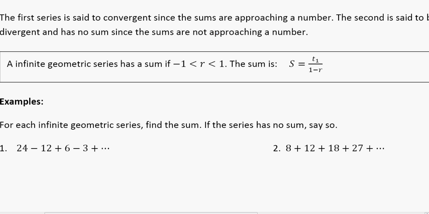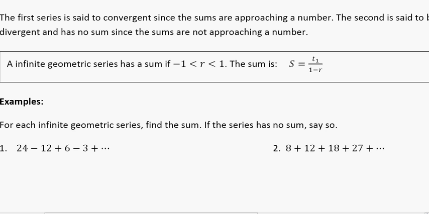If you notice the two sequences, the first one had a common ratio of a half. The second one had a common ratio of 3. It's the fact that the first one has a common ratio of a half that means the terms are shrinking. The one that has a common ratio of 3 means the terms are increasing.